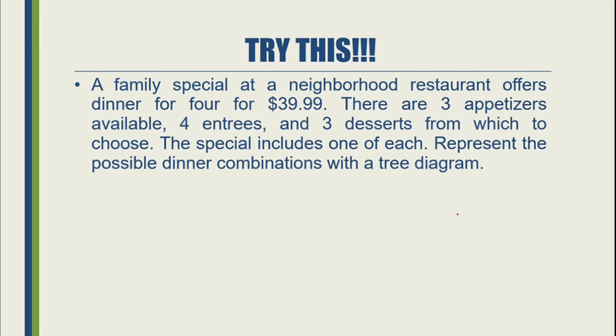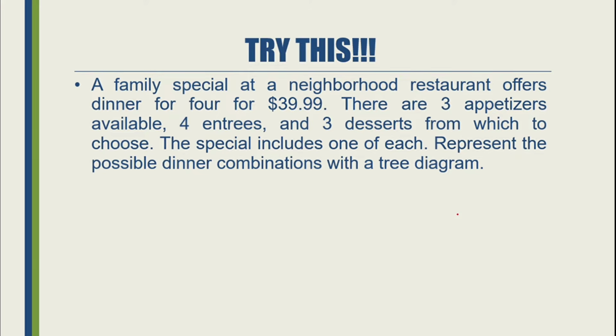A family special at the neighborhood restaurant offers dinner for four for $39.99. There are three appetizers available, four entrees, and three desserts from which to choose. The special includes one of each. Represent the possible dinner combinations with a tree diagram. Okay, so try this one at home.